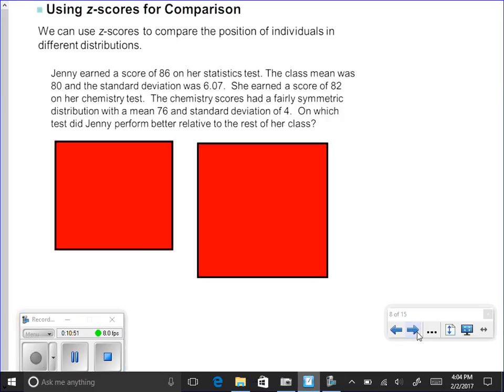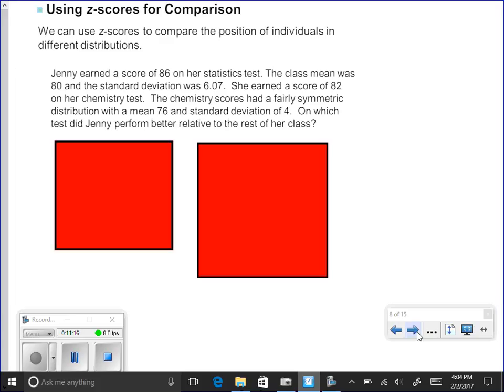So we can use z-scores to compare the position of individuals from different distributions. So if Jenny scored an 86 on her stats test, but she scored an 82 on her chemistry test, which one did she do better in? The mean and standard deviation for chemistry were 76 and 4. So I can't just compare 86 to 82. I've got to standardize both values.